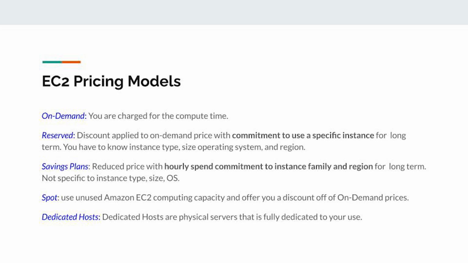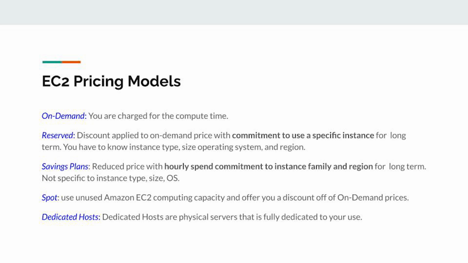Second model, reserved instances. Reserved instances are a discount applied to on-demand pricing when you commit to use a specific instance for a longer time. I would like to emphasize that the commitment here is to use a specific instance. This means that you have to know the EC2 instance type, size, number of instances, operating system, and region. The term can be 1 year or 3 years. You realize greater cost savings with the 3-year option.